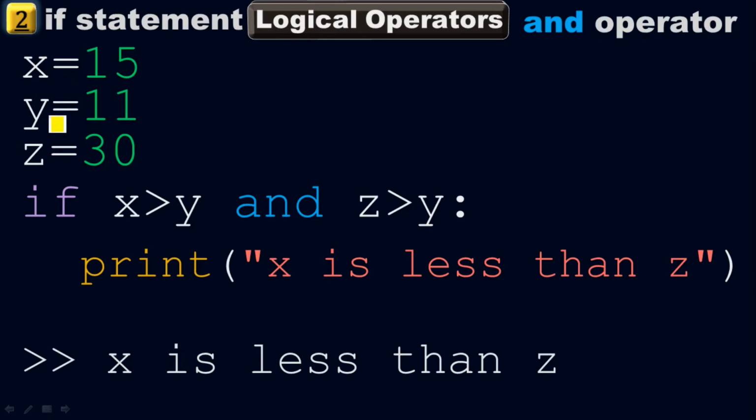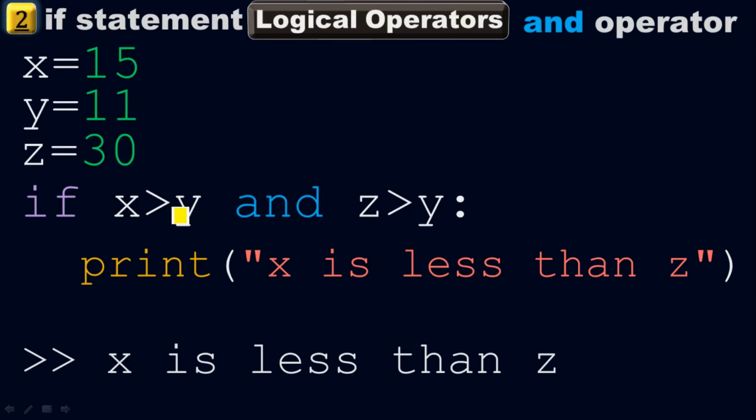Again, I have three variables x, y, and z. x equals 15, y equals 11, and z equals 30. If x is greater than y and z is greater than y, then print x is less than z. Look, both of the statements, or both of the terms, must be true or must be satisfied when it comes to the AND operator.